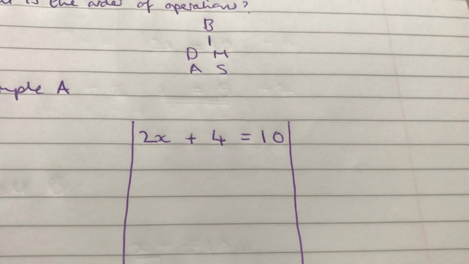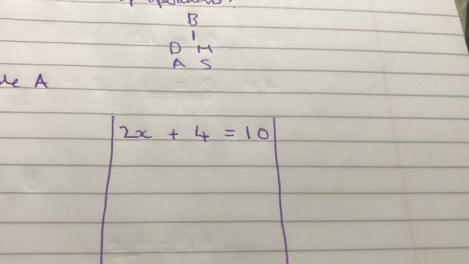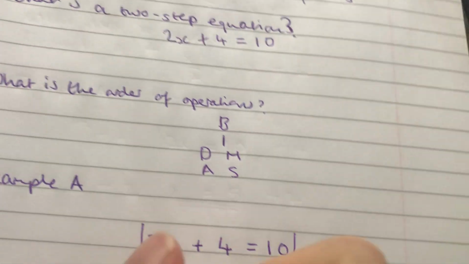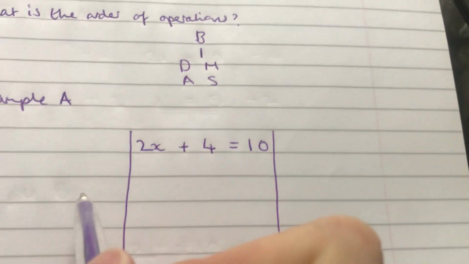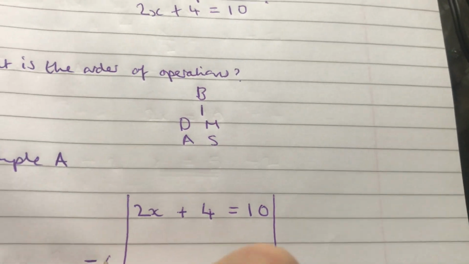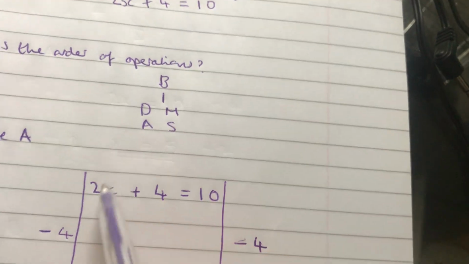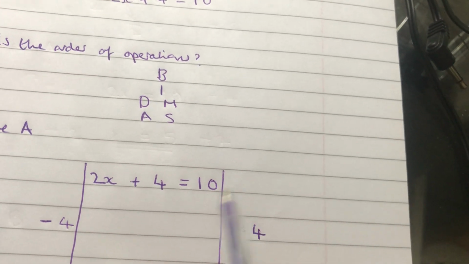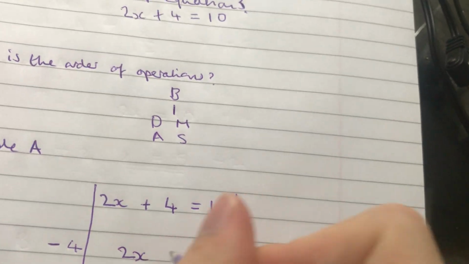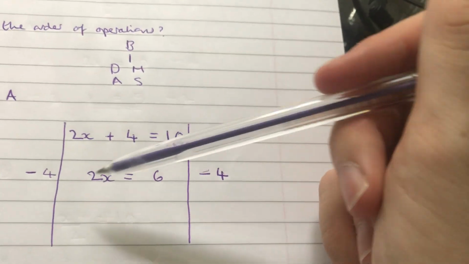Then to find x, we need to do the inverse of that, and that means the inverse order as well. So we need to first get rid of the add 4. How do we do that? What's the inverse of addition? That's subtraction. So the inverse of adding 4 would be to subtract 4. Remember, we need to do that to both sides. So 2x plus 4 take away 4 would just be 2x. And 10 take away 4 is 6. Now we've just got a one-step equation.